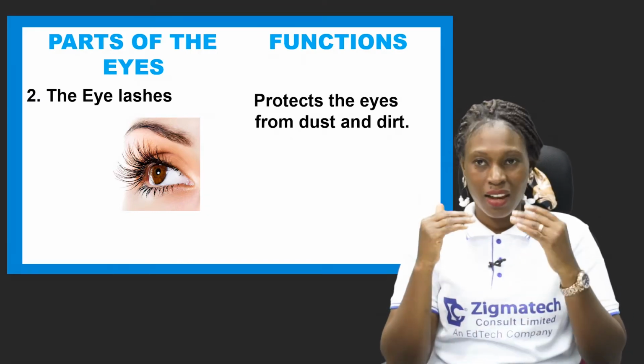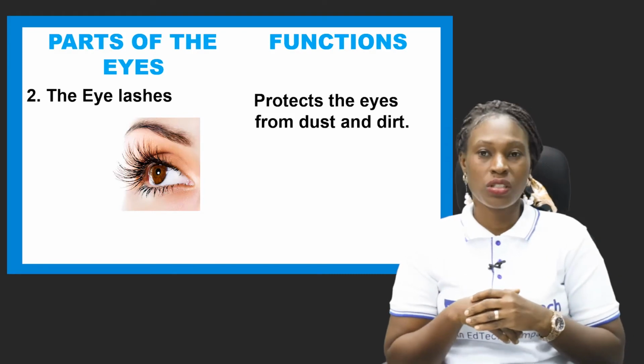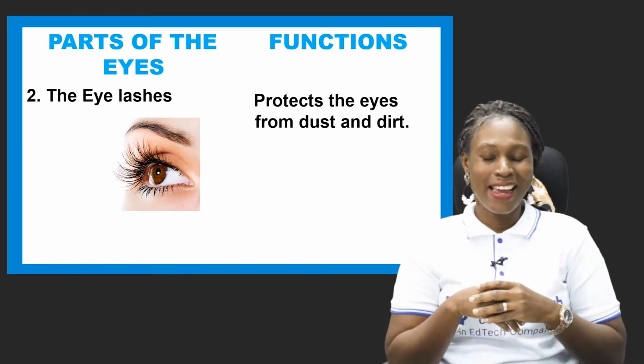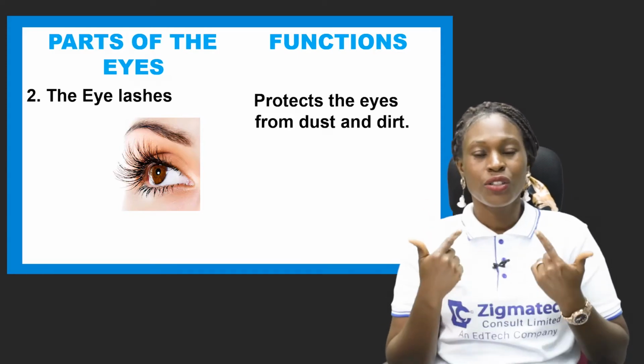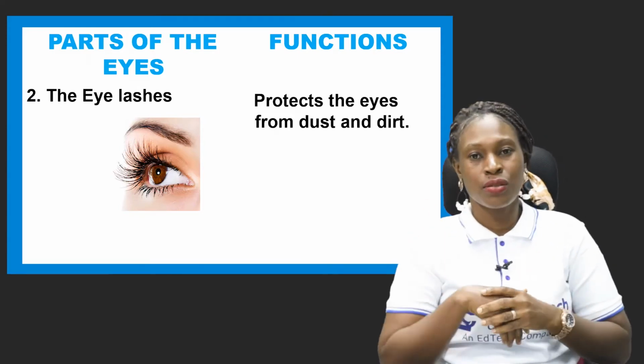Now, what do our lashes do? They help protect the eyes from dust and dirt. As you're blinking, it helps protect the eye, so dust and dirt don't go into the eye.